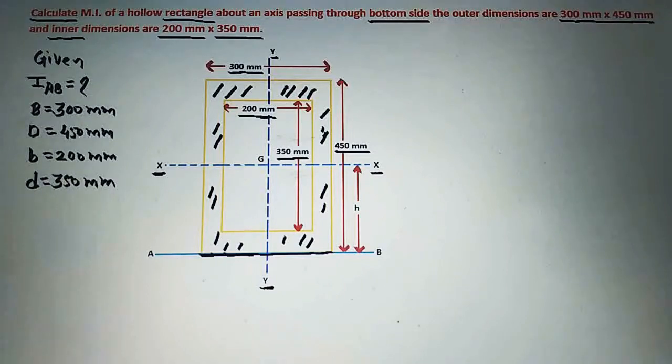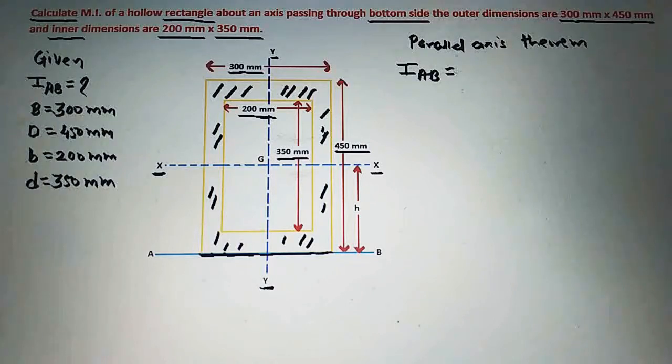Next, we will check the units here. All the units are in mm, so we do not convert any unit here. Next, we will write a formula to calculate this moment of inertia about an axis passing through bottom side, that is AB axis here. So we do not have the formula for this, so we will use here a parallel axis theorem.